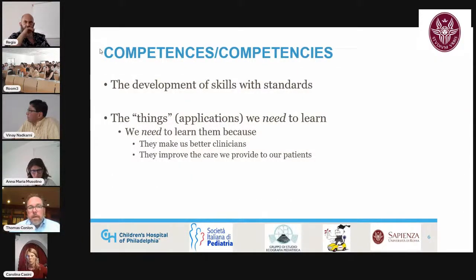When I talk about competences or competencies, I'm talking about really the applications that we learn in our respective practices. It's the development of skills that have certain standards. It's the things or the applications that we need to learn as clinicians. And we need to learn them because, first, it makes us better as clinicians. And second, it improves the care that we provide to our patients.